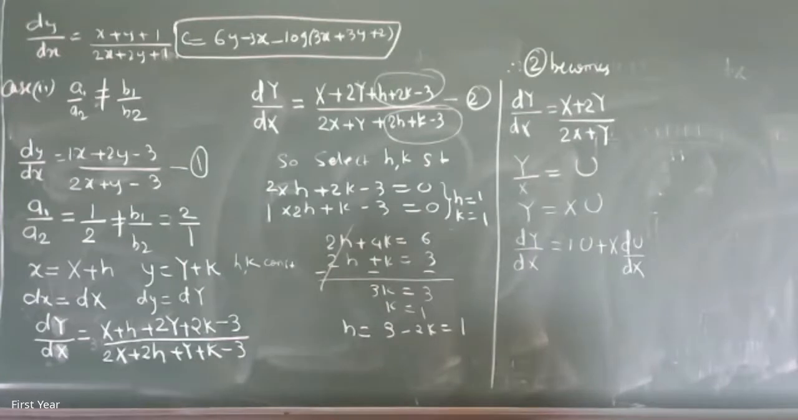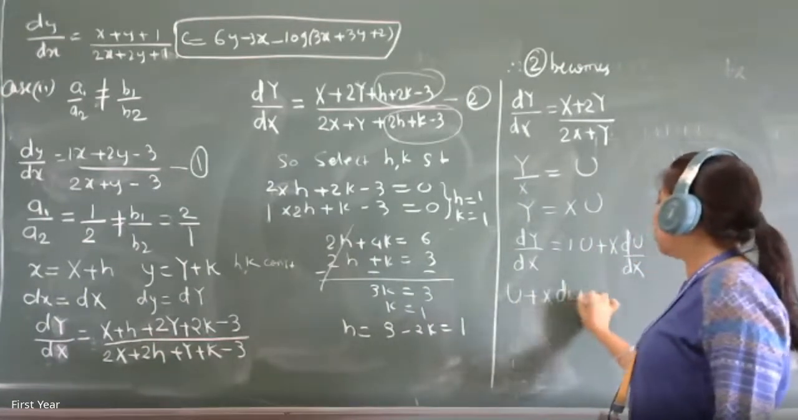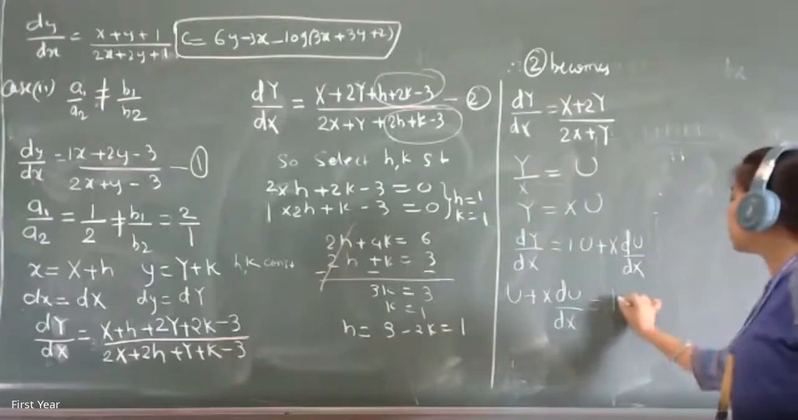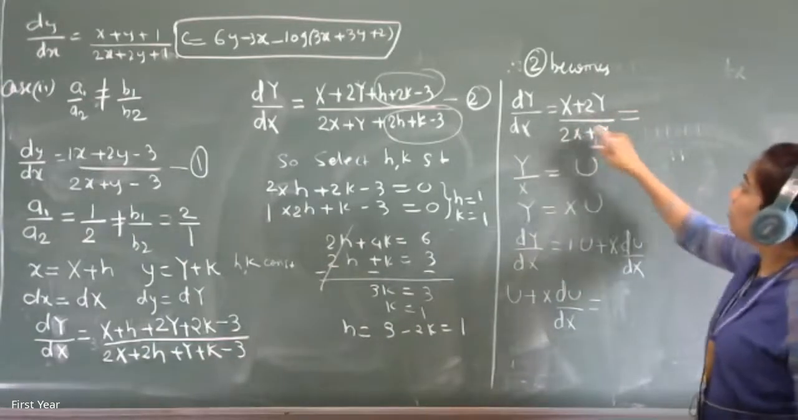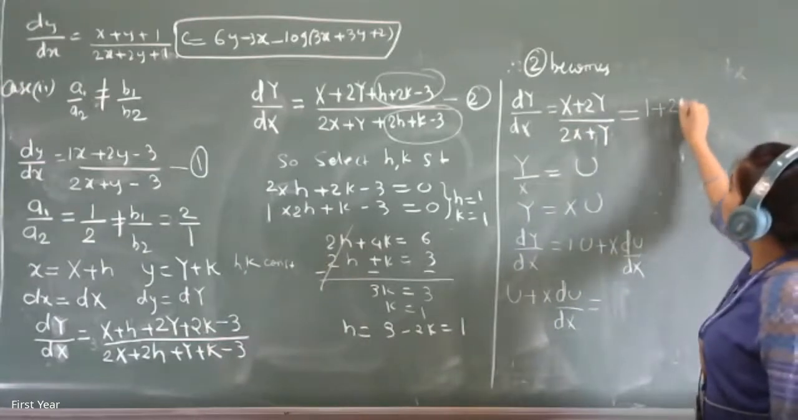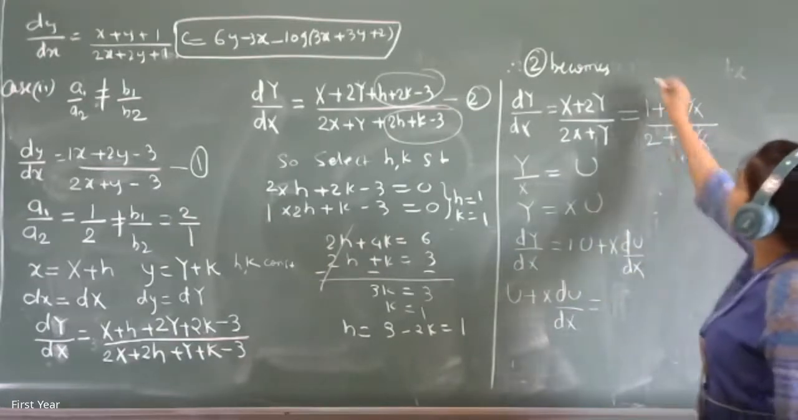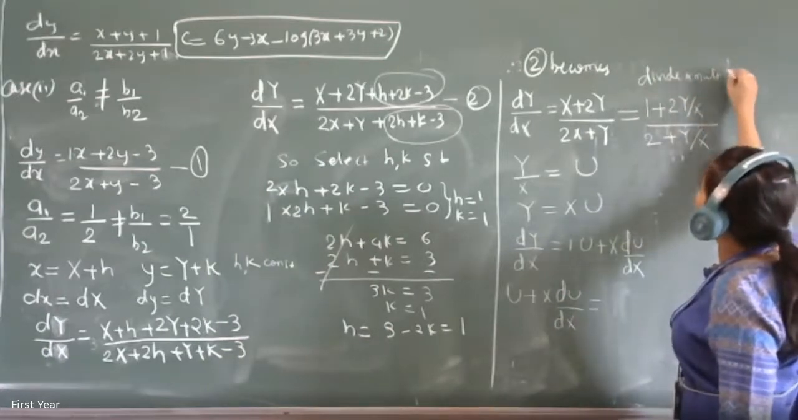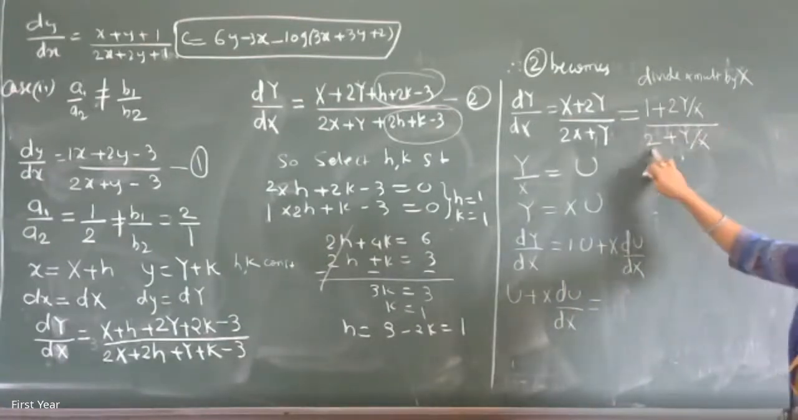dy by dx is u plus x du by dx. Okay, and now substitute this here, so it will become u plus x du by dx is equal to 1 plus... Let me rewrite this. When I divide by x, this will become 1 plus 2y by x, and this will become 2 plus y by x. I am multiplying and dividing by x in both places, so this is 1 plus 2y by x, this is 2 plus y by x.